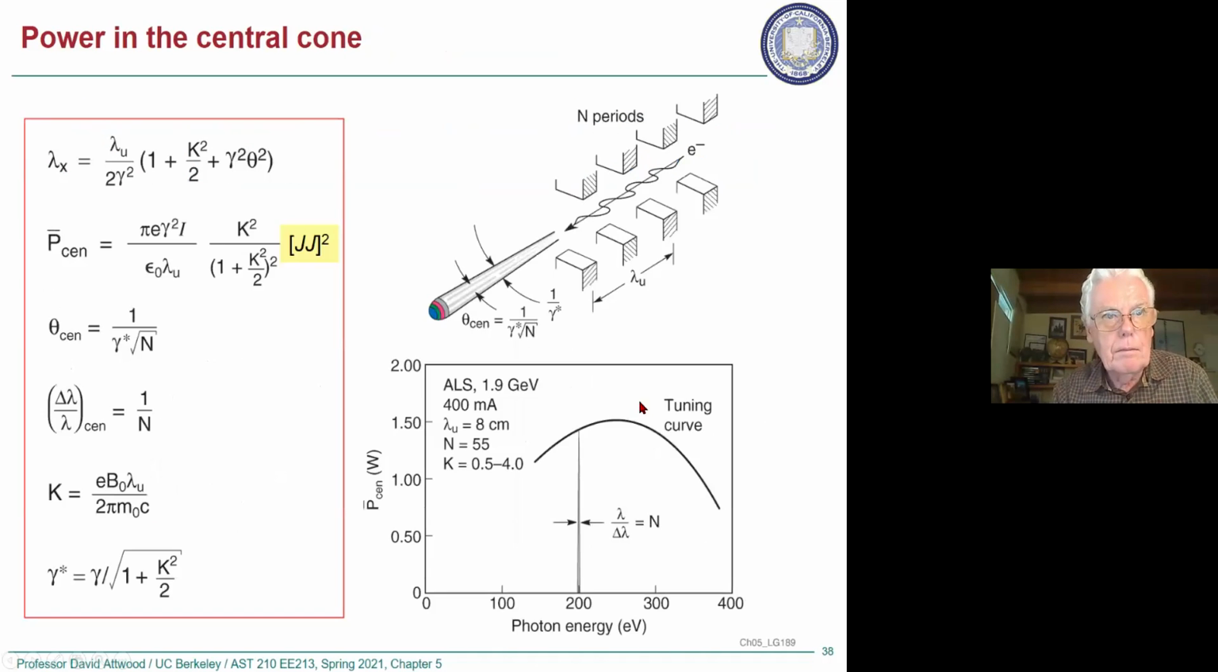Okay. So this is our summary. We've seen this already before. It has our equations. This is a tuning curve again. It starts with k equals 0, and as you close down the gap, you start increasing k. The magnetic field that the electron feels on axis is going up. The power is increasing as k squared.